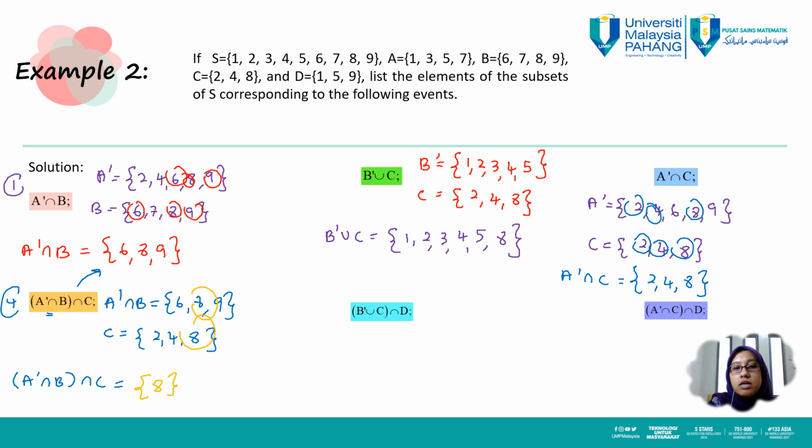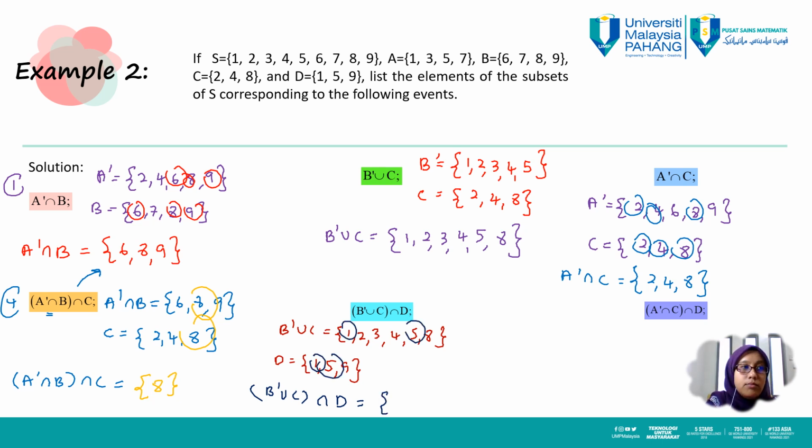Alright, how about B prime union C intersect D? So this is the element B prime union C, 1, 2, 3, 4, 5, 8. And D is equal to 1, 5, 9. So the element B prime union C intersect with D means the same elements between these two, we just have 1. Then we have 5. So 2 elements only. That means 1 and 5.